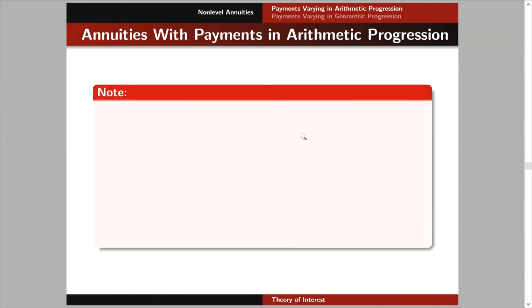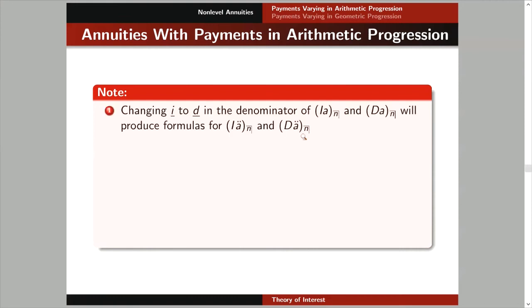So paano naman kapag annuity due? Okay? So that is easy because according to this note, all you have to do is to change I to D in the denominator of our IA angle N and DA angle N. Para magkaroon tayo ng formula para sa IA double dot angle N and DA double dot angle N.